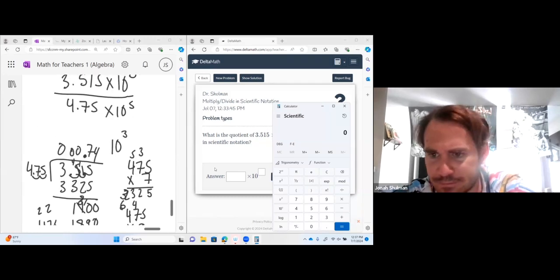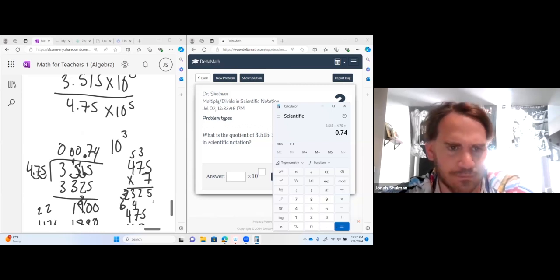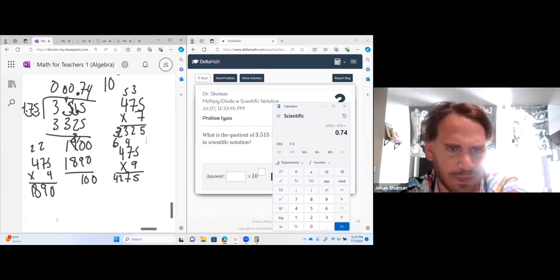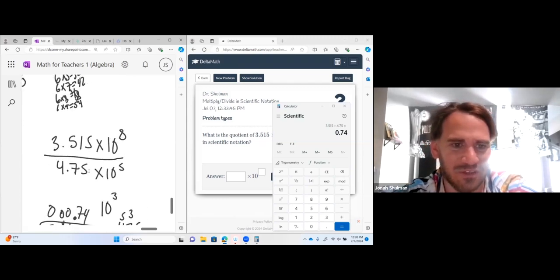3.515, right? I'm just checking. Oh, clear. 3 point, oh man, come on. 3.51515 divided by 4.75. You just have to make the decimals match. 0.74. I don't know why I was off by 10, but guess what? That's pretty close. I was slightly off yet again.